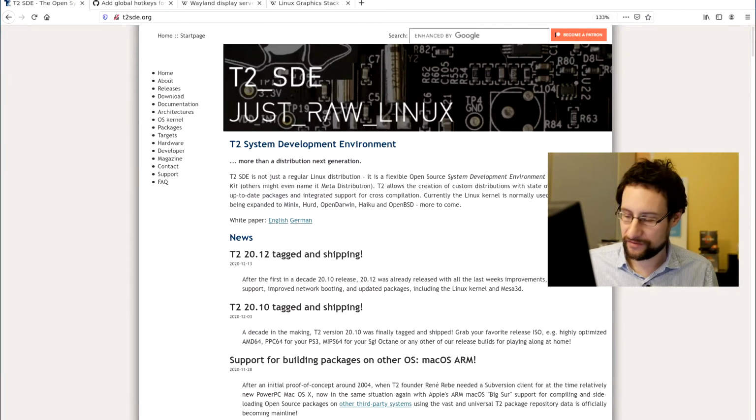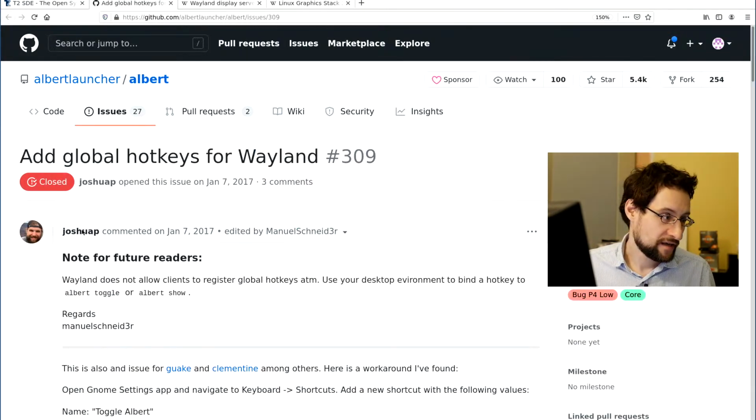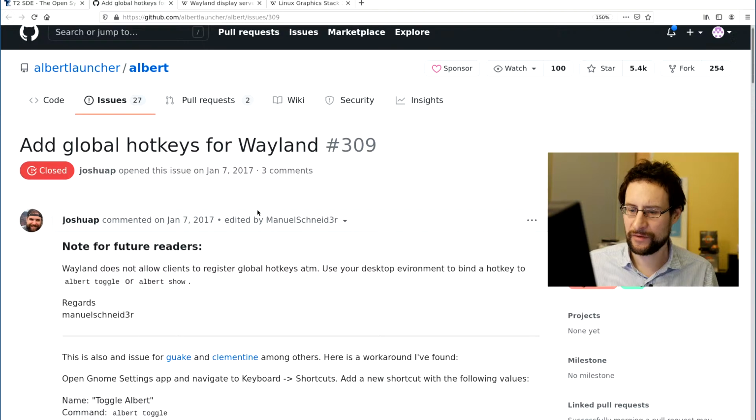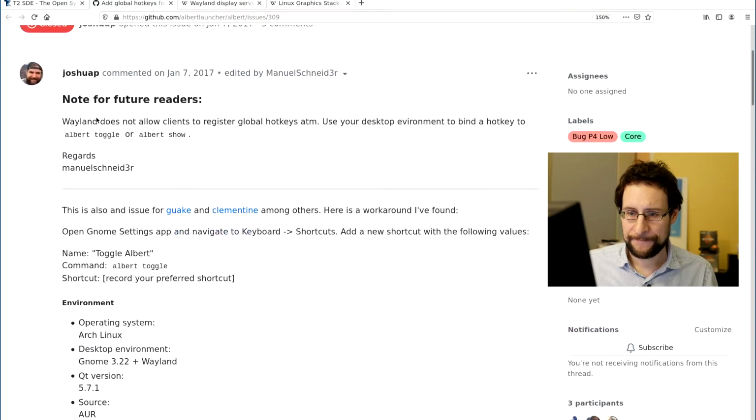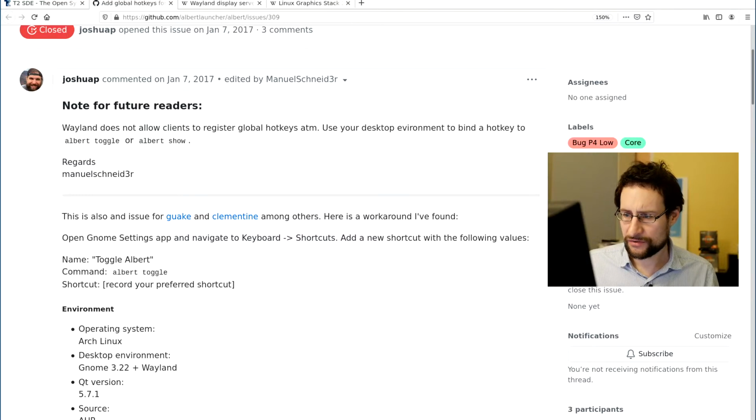Yeah, Qt and the latest and greatest stuff, and it turns out I thought it was some patch, some Sway issue, but no, it's just not supported, and for many years. So I'm more than shocked. That is the state of the Linux desktop. And other people also, not only OBS but Alert launcher and whatnot: Wayland does not allow clients to register global hotkeys. At the moment it was 2017, I think. This is probably still the case.